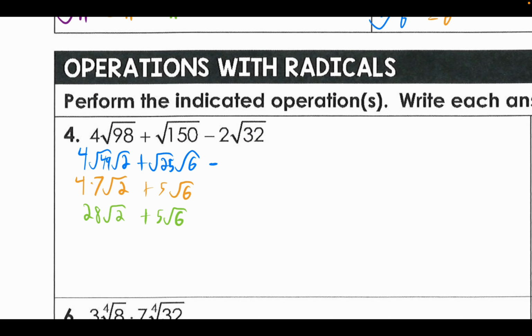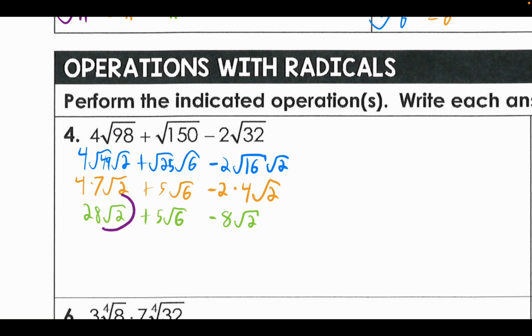And then the negative 2 square root 32. Square root 32 is the square root of 16 times the square root of 2. And the square root of 16 is really just, excuse me, try that again. The square root of 16 is really just 4. And negative 2 times 4 is negative 8.